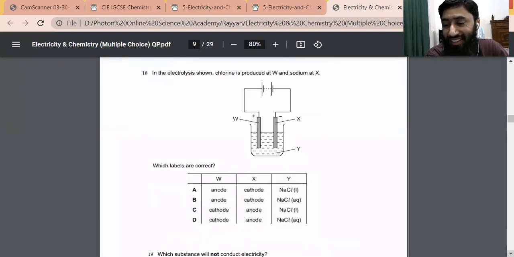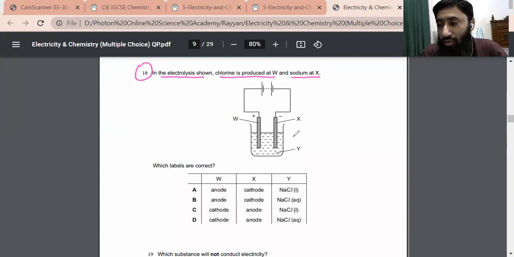The other question is 18. In the electrolysis shown, chlorine is produced at W and sodium at X. Which labels are correct? X should be cathode because it is connected to the negative terminal. W should be anode because it is connected to the positive terminal. So W should be anode, yes. X should be cathode, yes.